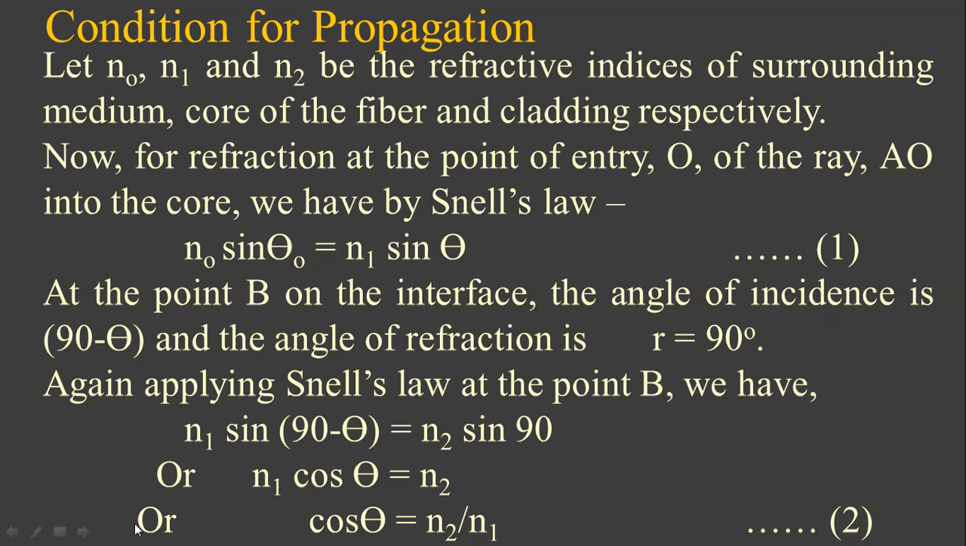So this will simplify this equation. N1 multiplied by sine of 90 minus theta is cos theta by trigonometry. So it is written as N1 cos theta and is equal to N2 into 1, because the value of sine 90 degree is 1. So it becomes simply N2, or cos theta is equal to N2 by N1. Let this be equation 2.